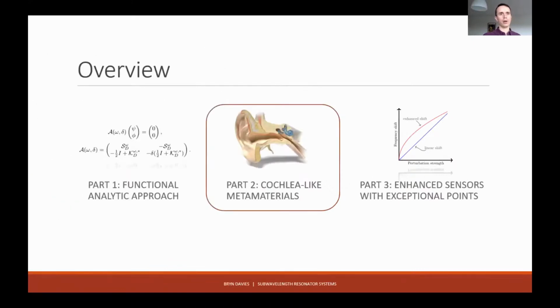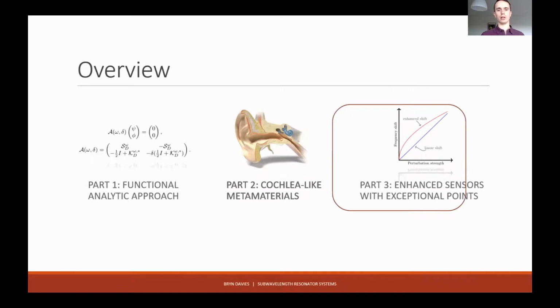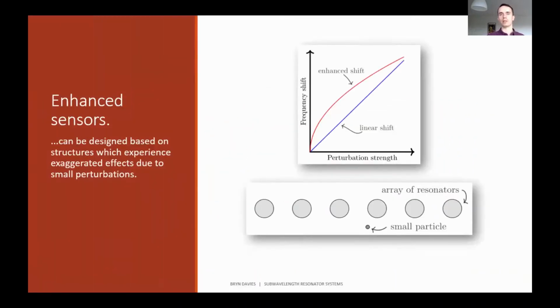So the final example that I'd like to discuss concerns the study of active metamaterials and their use in the design of so-called enhanced sensors. So what do we want these enhanced sensors to do? We want them to be able to sense small local perturbations, for instance, perturbations caused by the introduction of a small particle, as sketched here.